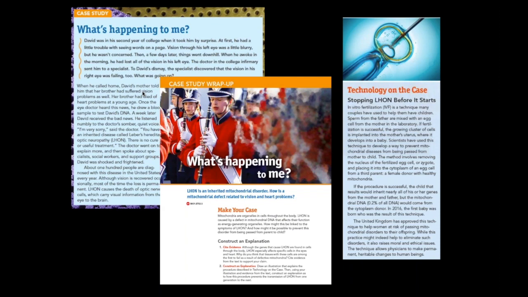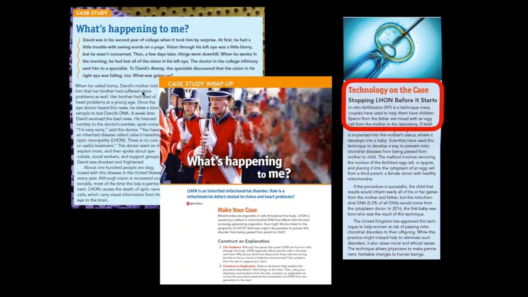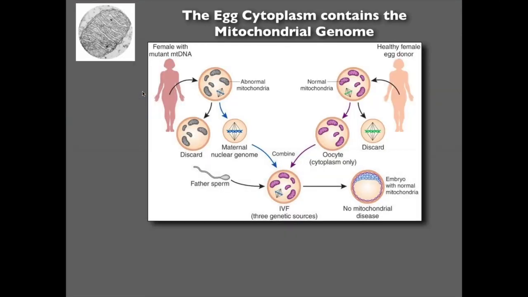On the very same case study, I wrote a feature called Technology on the Case. And the subtitle is Stopping Leber's Hereditary Optic Neuropathy Before It Starts. How could we fix this genetic disorder? And there you can see it, stopping it before it starts. Remember that it's caused by a defect in mitochondrial DNA. What would happen if we were able to replace mitochondrial DNA?